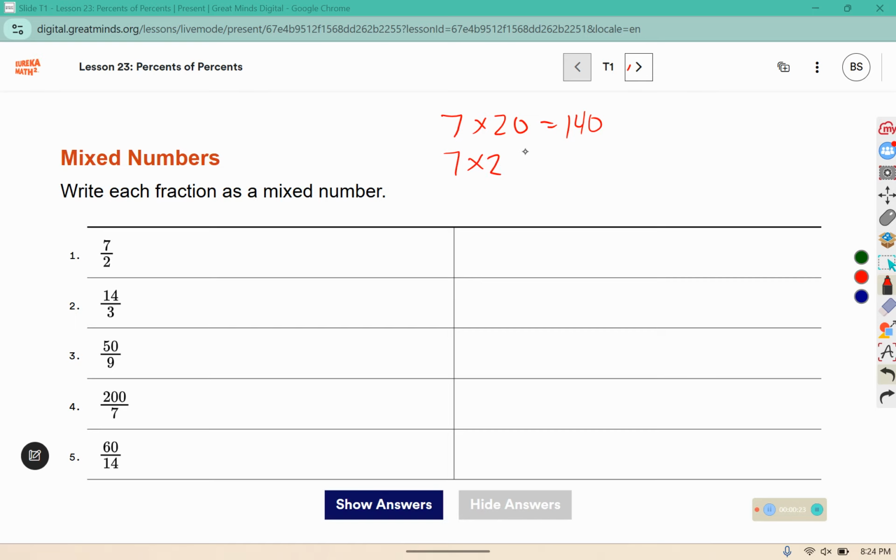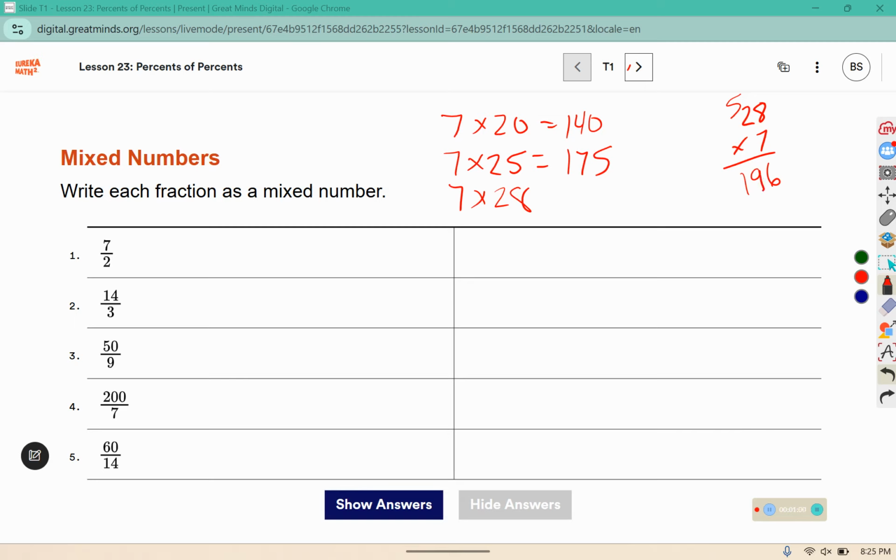7 times 25 is 175. 7 times 28... 7 times 8 is 56. 7 times 2 is 14. Plus 5 more makes 196.